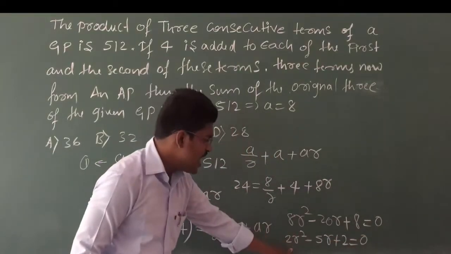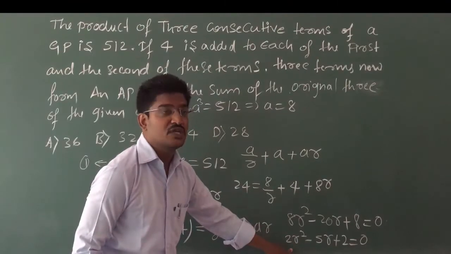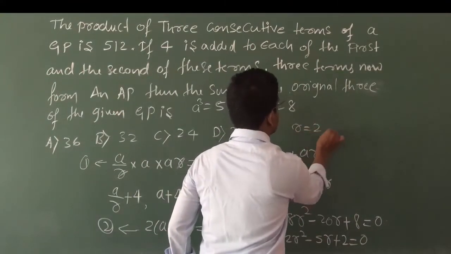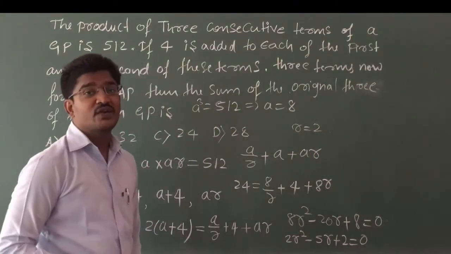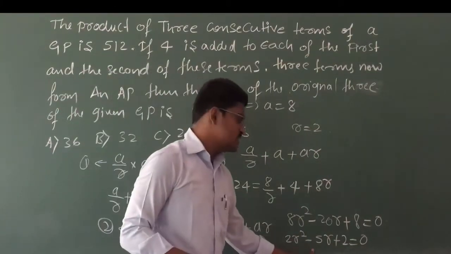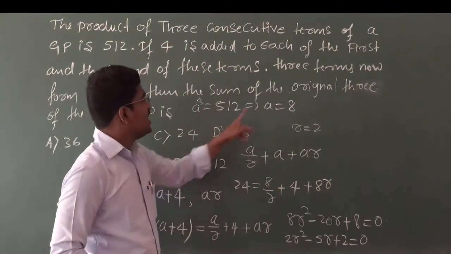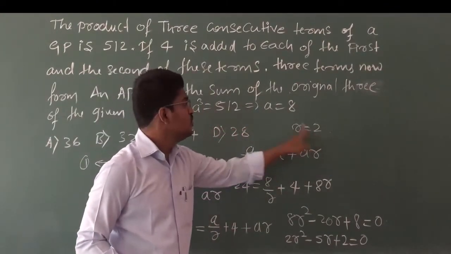So now you have to simplify this algebraic equation. If you simplify this algebraic equation, you are going to get R equal to 2. So R is 2, A is 8.